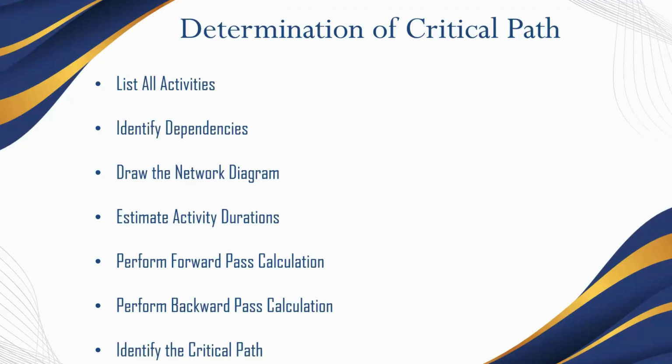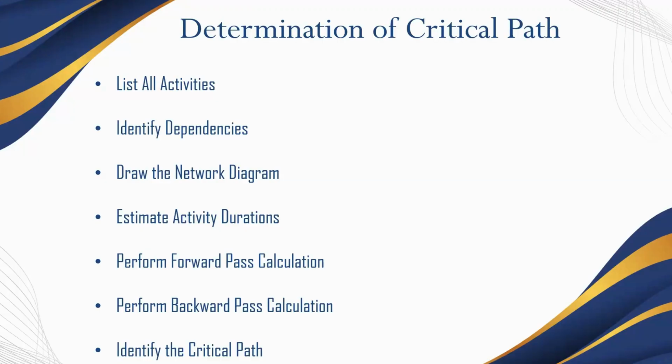Draw the network diagram. Develop a simple network diagram based on the established activities and their interrelations. Label activities using circles or other geometric shapes called nodes, while connecting different nodes using lines known as arrows. Estimate activity duration: assign an estimated duration to every activity.